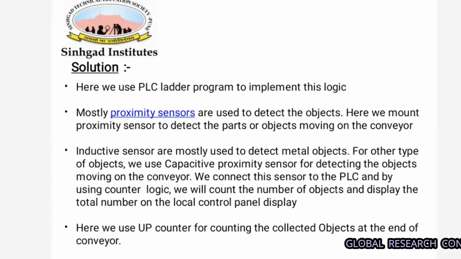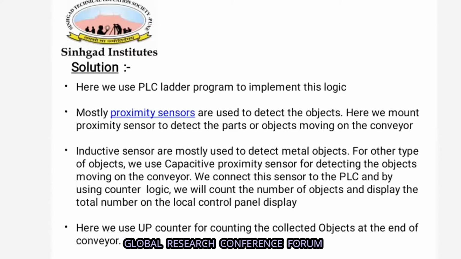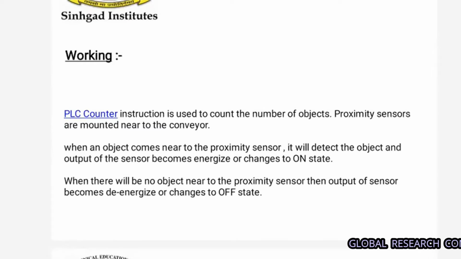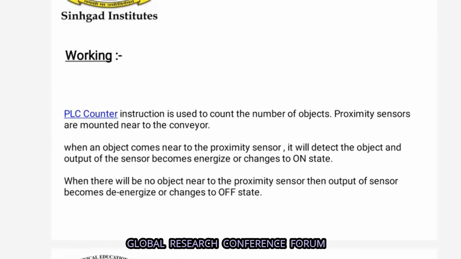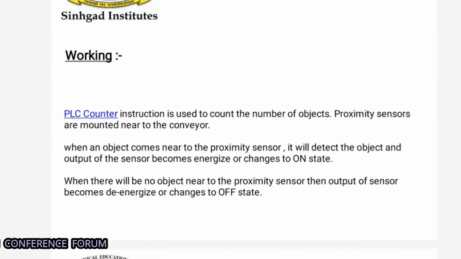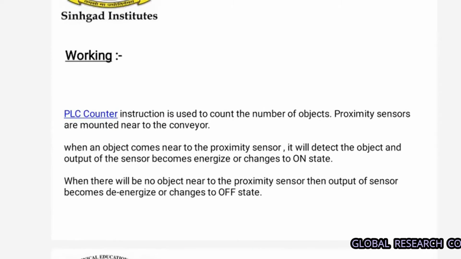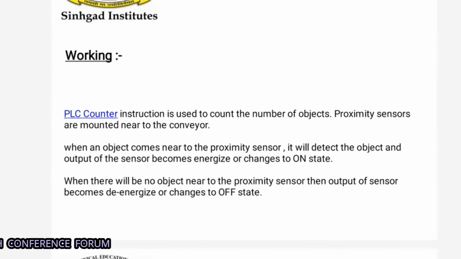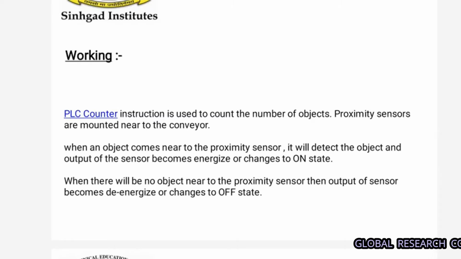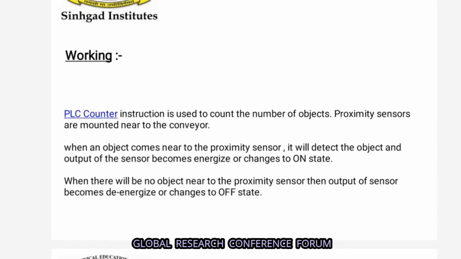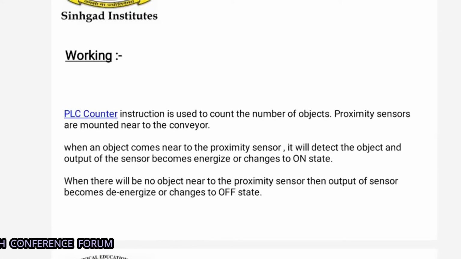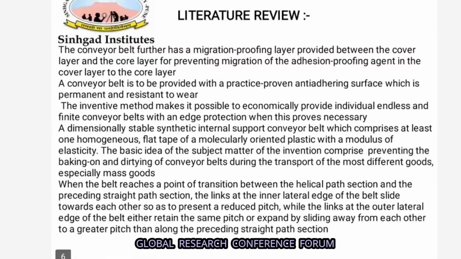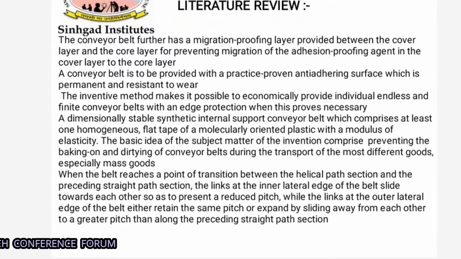Then we use an up counter for counting the collected objects at the end of the conveyor. Working of our project: the PLC counter instruction is used to count the number of objects. Proximity sensors are mounted near the conveyor belt, which can detect an object whether it is metal or wood. It will detect the object, and the output of the sensor becomes energized or changes to on-state. When there is no object near the proximity sensor, the output of the sensor becomes de-energized or changes to off-state.